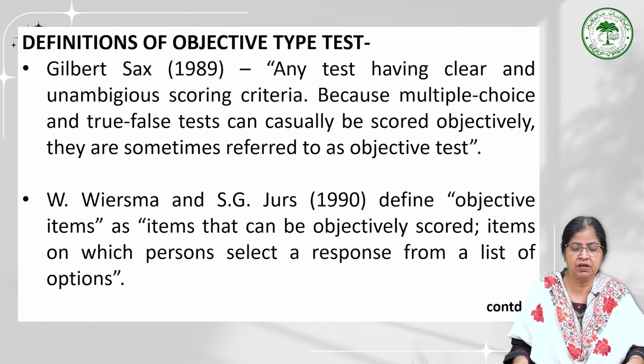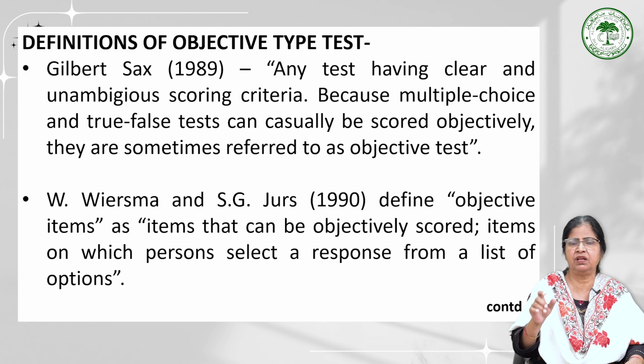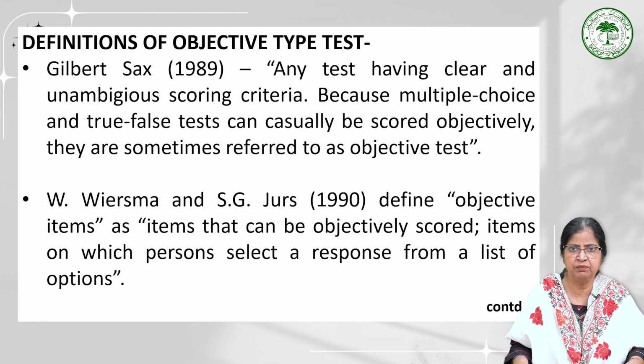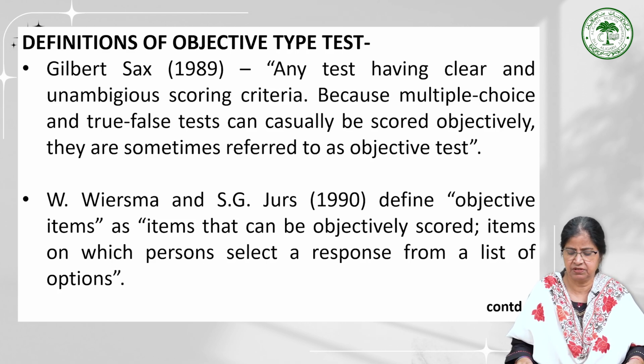W. Wiersma and S. J. Jurs in 1990 define objective items as items that can be objectively scored, items on which persons select a response from a list of options. I already told you that the options are given and the examinee has to select one correct answer.